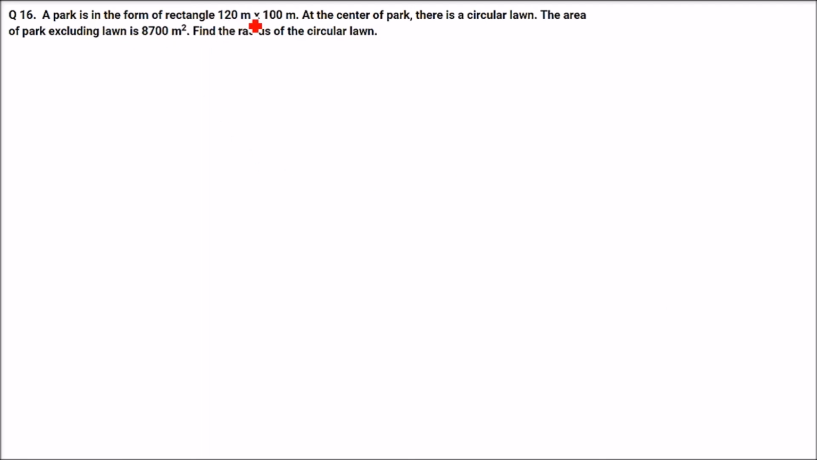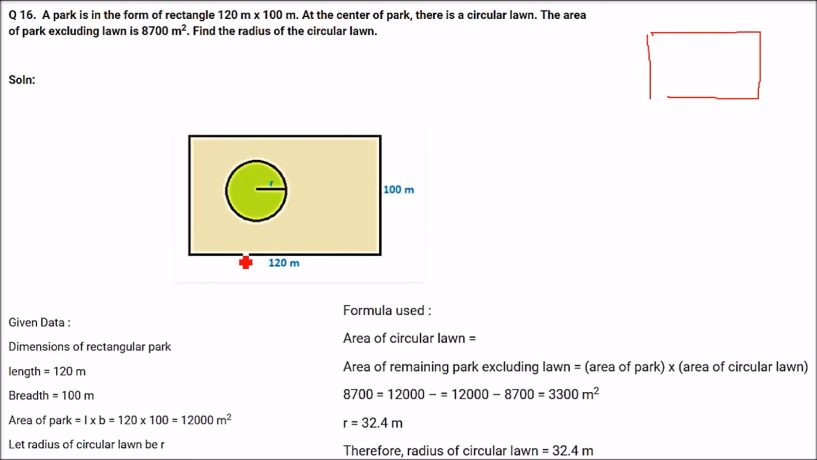A park is in the form of a rectangle, 120 by 100 meters. So this is 120, this is 100 meters. At the center of the park, this is the center, there is a circular lawn. The area of the park, excluding the lawn, is this much. So if you take out this lawn, the area is this much. Find the radius of the circular lawn.